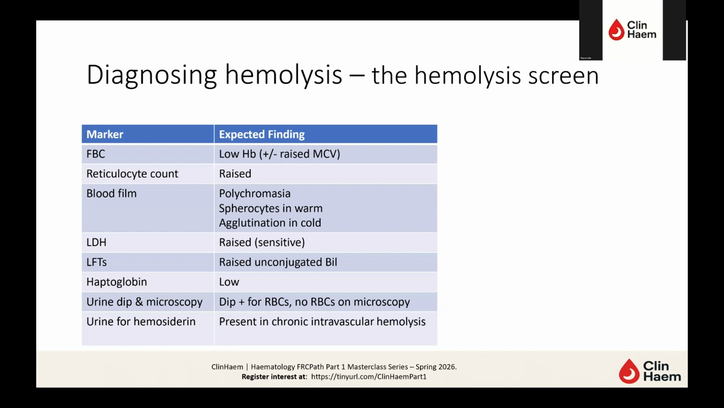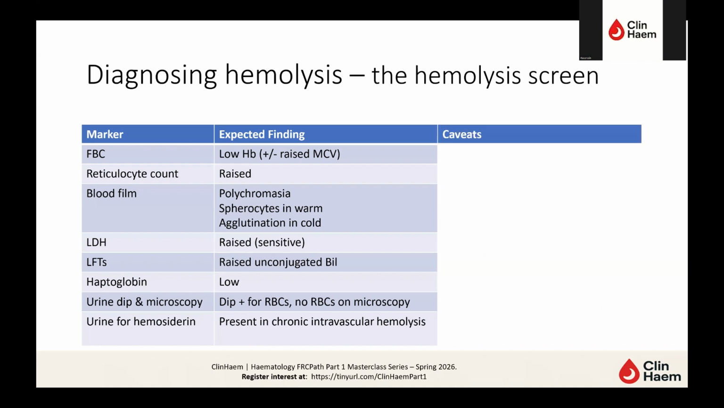And urine for hemosiderin is present in chronic intravascular hemolysis, as I've explained, and that is quite a good marker for that. About 1 week of intravascular hemolysis will give you hemosiderin. So if the intravascular hemolysis is acute, you will start seeing urine dip positive for hemoglobin without any red cells on microscopy. But if it's chronic, going on for at least a week, then you will start seeing hemosiderin. So if you see hemosiderin in the urine, that is an indicator that there is chronic intravascular hemolysis going on here.